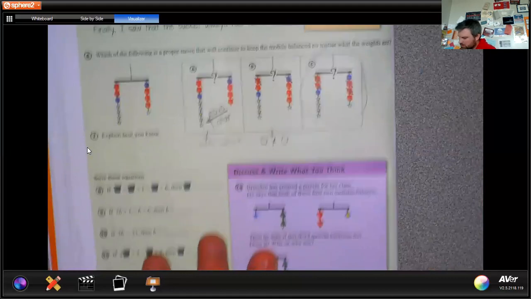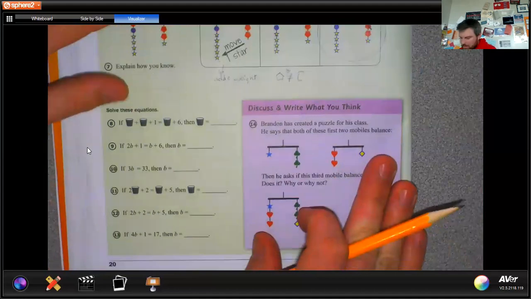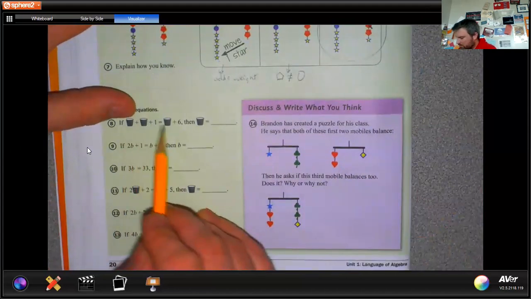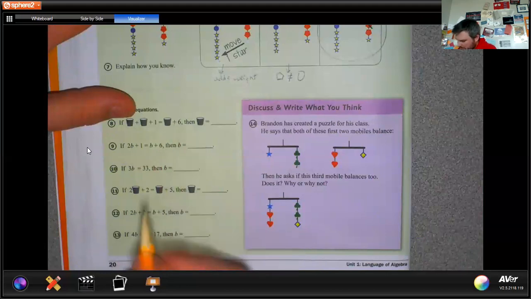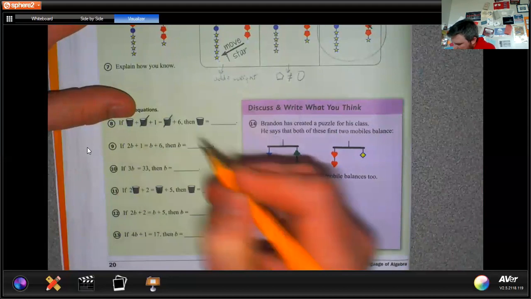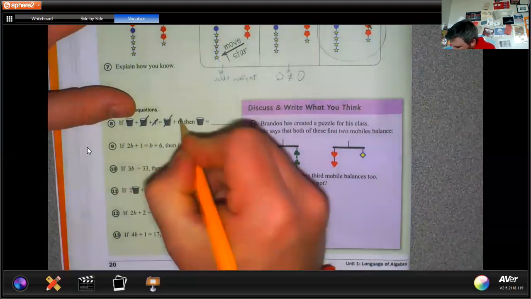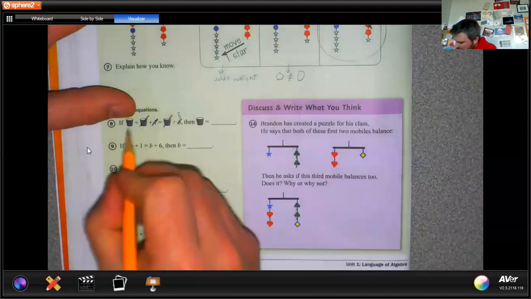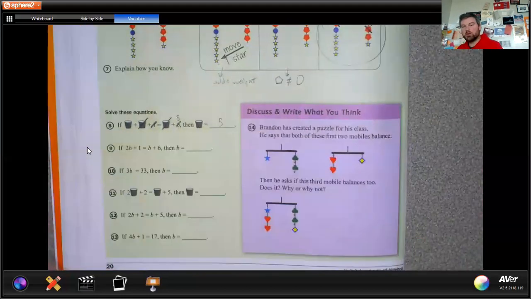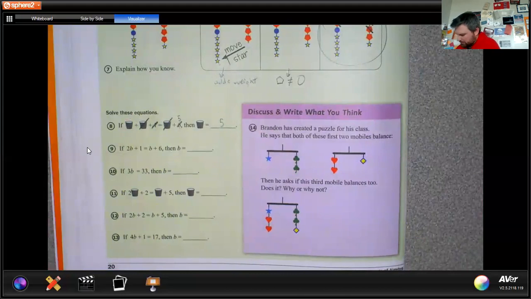All right, here we go. Solve these equations. If a bucket plus 1 equals a bucket plus 6, what's a bucket? Okay, so we can cancel out that bucket. We can cancel this marble with a marble over here, and we get 5, and we're left with a bucket equals 5. So bucket equals 5. Remember, it's all about canceling things out.